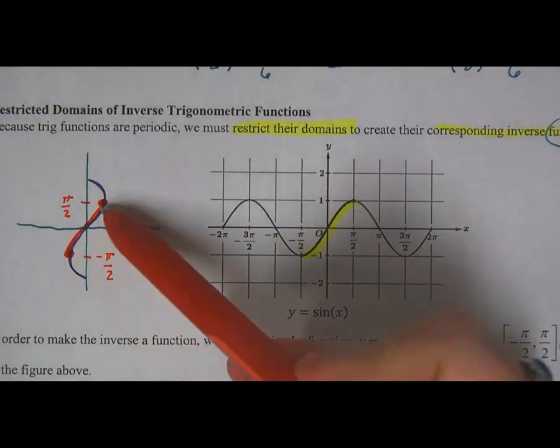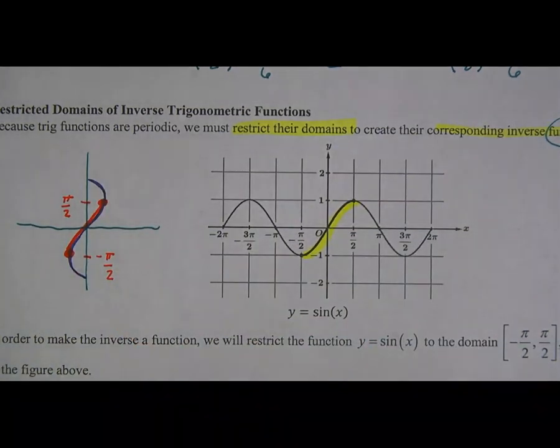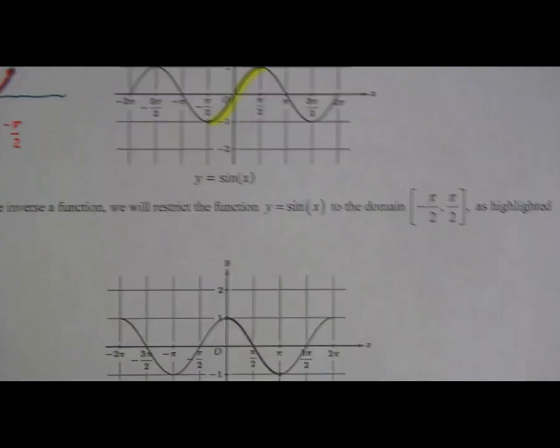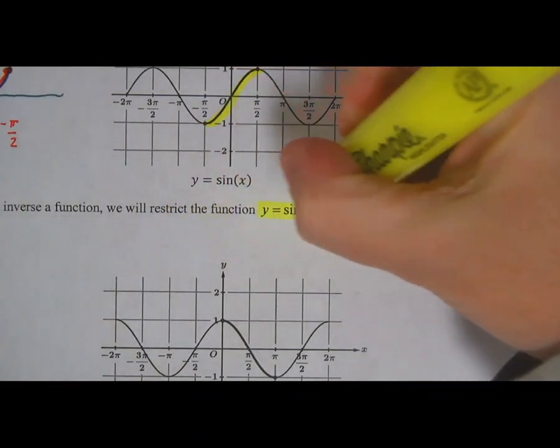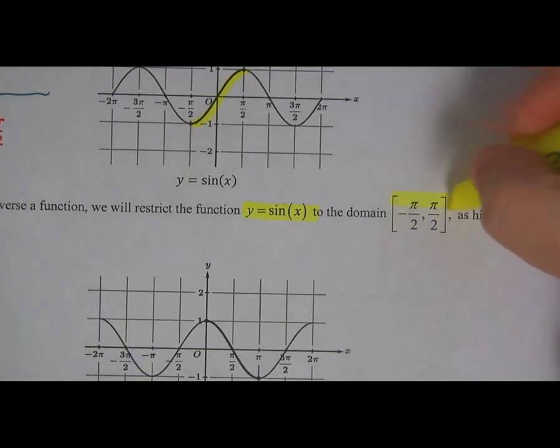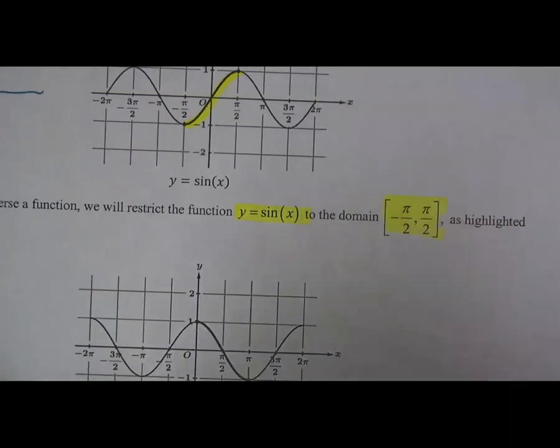Now, this red part, that is a function. It passes the vertical line test. There are no repeating x values. This is just to explain why the heck the domain is restricted. And down here, right underneath, typed out, we're going to restrict the function y equals sine of x to this domain, negative pi over 2 to pi over 2. Why are those hard brackets?